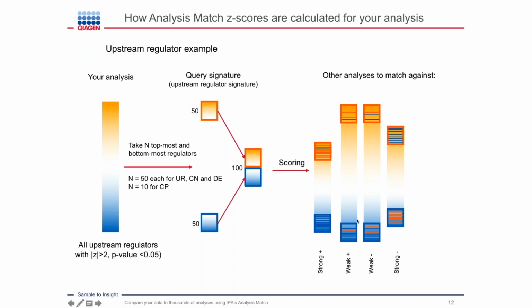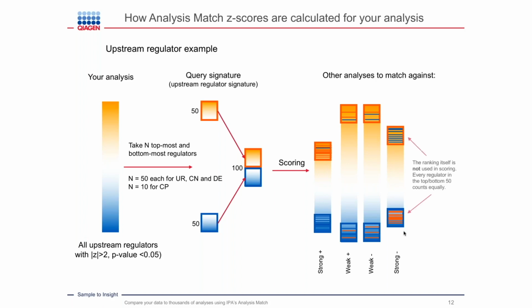The next 2 gradients here represent 2 types of weaker matches. Here there are fewer lines, so there are fewer matches overall, and their activity patterns aren't always as consistent. So some are upright or activated when ours are inhibited, for example. And then the final gradient here represents a strong anti-match. So many of the significant upstream regulators in our data set are also present in this other analysis that we've queried, but they all show opposite activity patterns. So this is an example of a data set that has an opposite biological signature to our own.